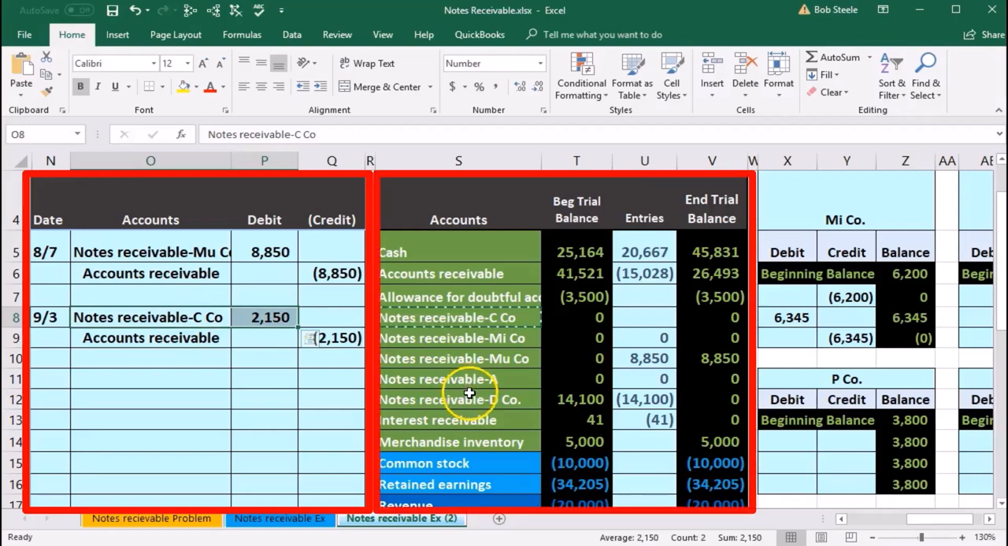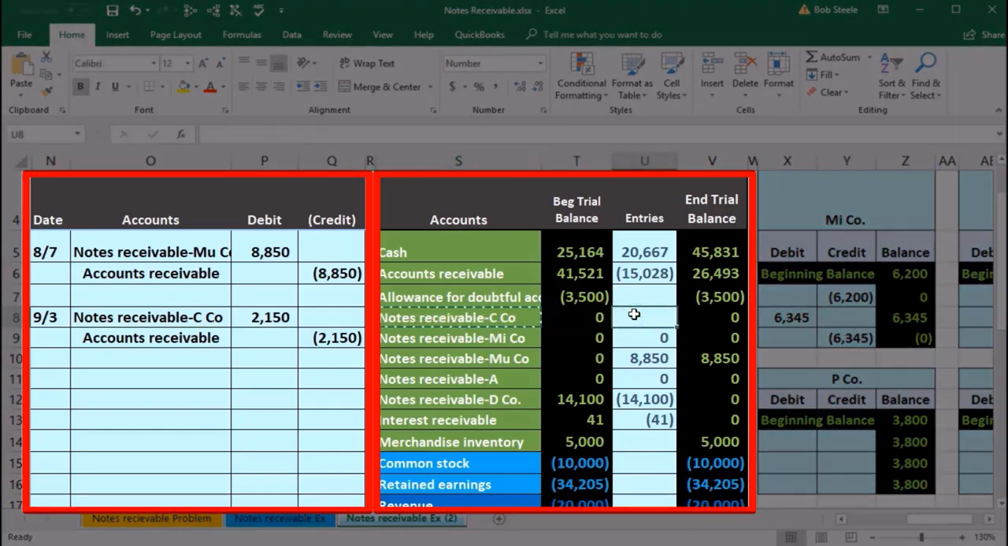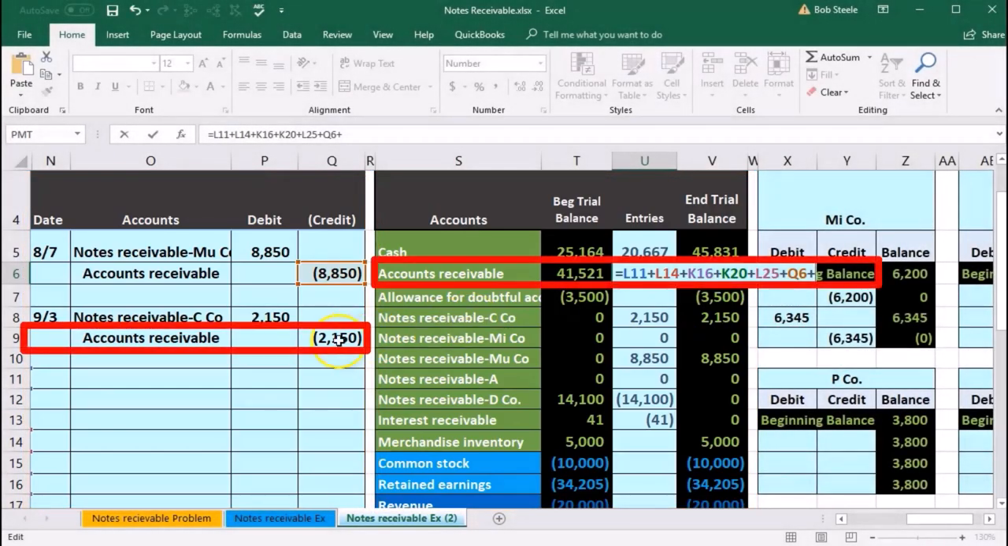Here it is on the trial balance. We're gonna be in U8 and say equals, point to that 2,150, bringing the zero balance up by 2,150 to 2,150. Accounts receivable is here on the journal entry. We're gonna post it here on the trial balance in cell U6, double clicking, going to the end, plus pointing to that 2,150.